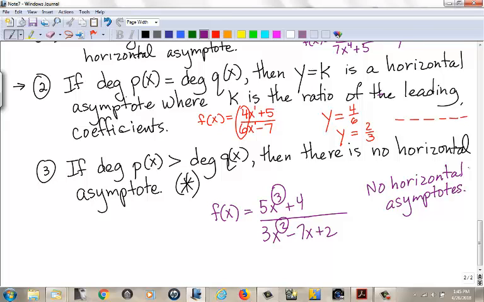And that's basically the calc shortcut. If the degrees are the same, it's the ratio of the leading coefficients. If the degree is less on top, it's y equals 0. For you people, you really only have two options. The rest of them don't exist. And you'll be able to tell graphically. You'll be able to tell by looking at your picture, is there a horizontal asymptote? Okay. And there won't be.